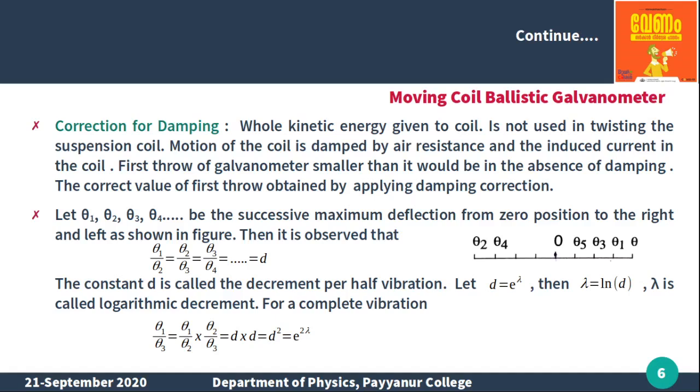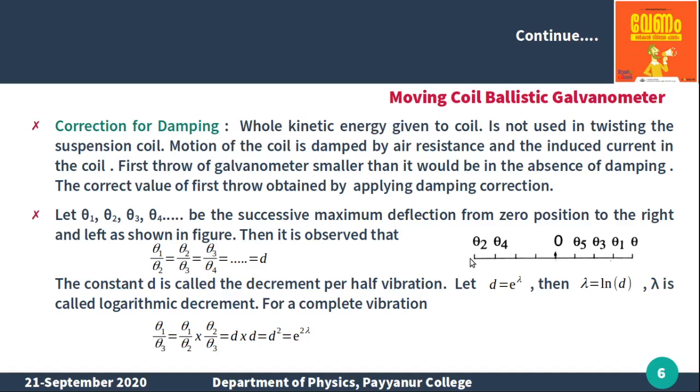Why is it called decrement for half vibration? You see, θ1 is here, and you move to θ2. A full oscillation completes when it comes back to this side, so it won't come to θ1, it will come to θ3. So when you move from θ1 to θ2, you are doing a half oscillation. When it comes to θ3, it will be a full oscillation, starting from θ1.